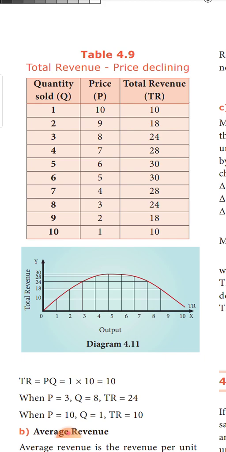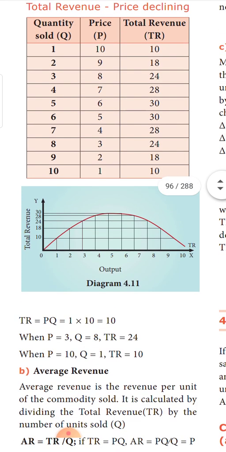Like that, when you multiply and arrive at the TR values, just observe the values in the last column, that is the total revenue column. Initially 10, 18, 24, 28, 30, 30, 28, 24. So what you can observe here is, initially when prices are falling down, the total revenue is increasing, it remains constant at some place, and then it starts to fall down. 30, 28, 24, 18, 10. Now with the help of the schedule or the table, you will be able to draw the total revenue curve under declining price condition.